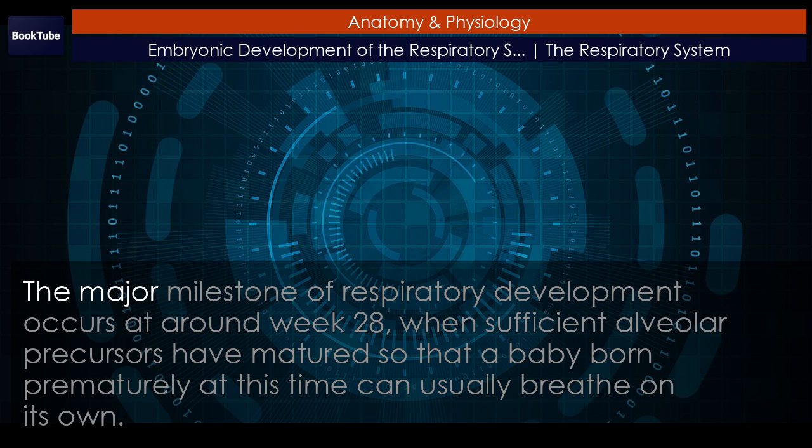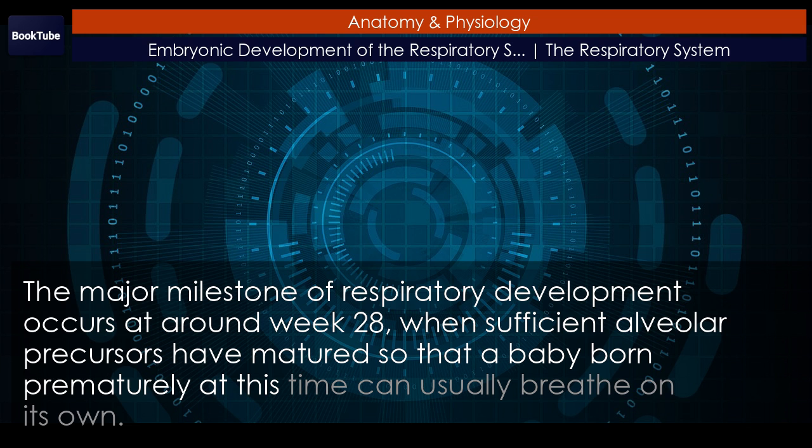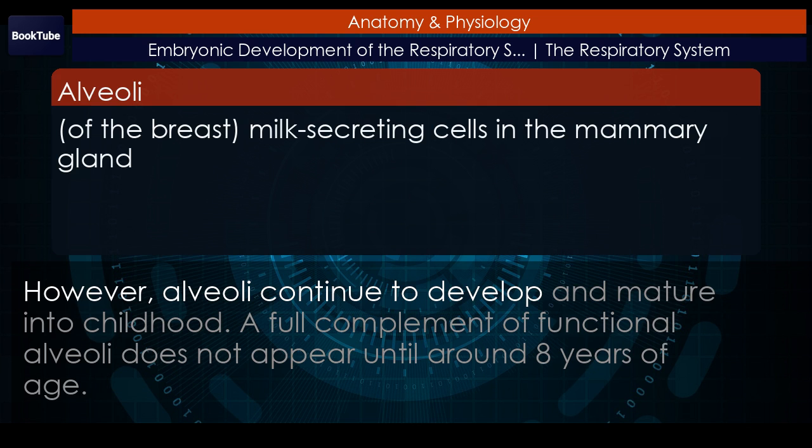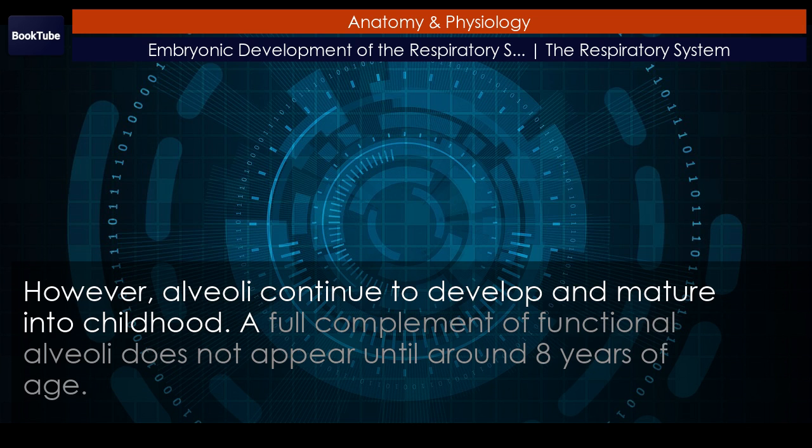The major milestone of respiratory development occurs at around week 28, when sufficient alveolar precursors have matured so that a baby born prematurely at this time can usually breathe on its own. However, alveoli continue to develop and mature into childhood. A full complement of functional alveoli does not appear until around 8 years of age.